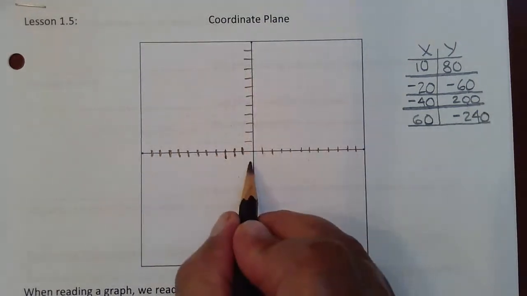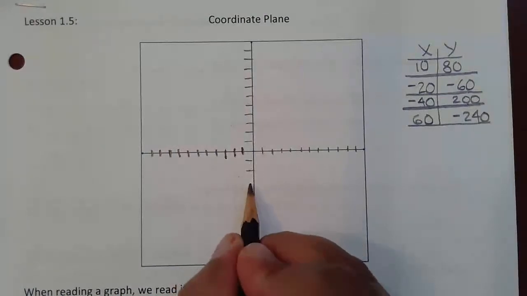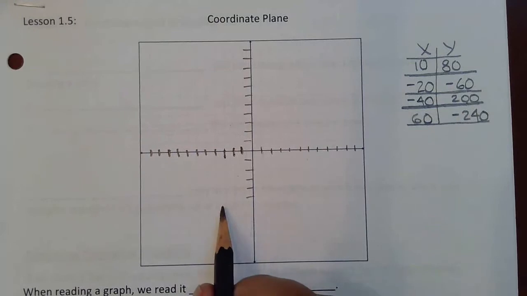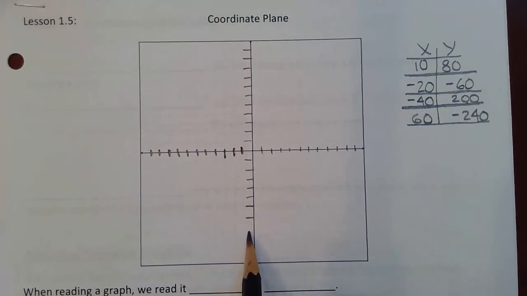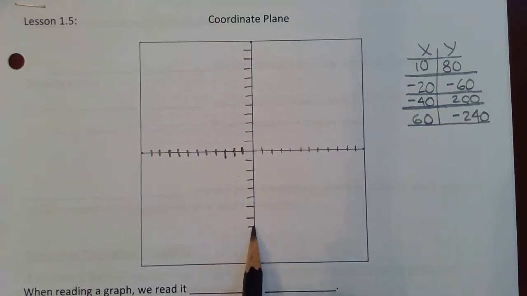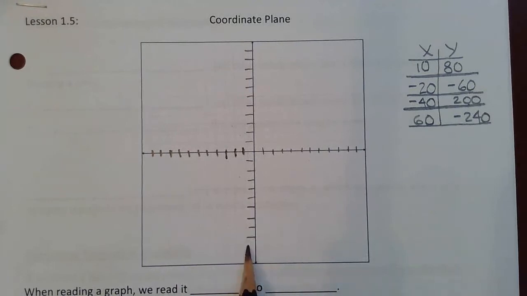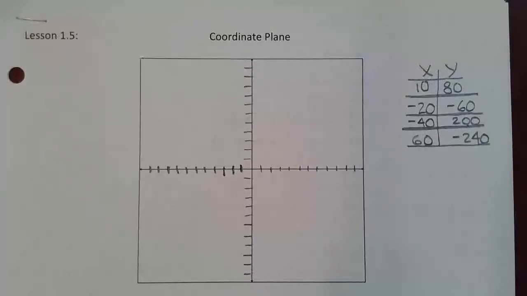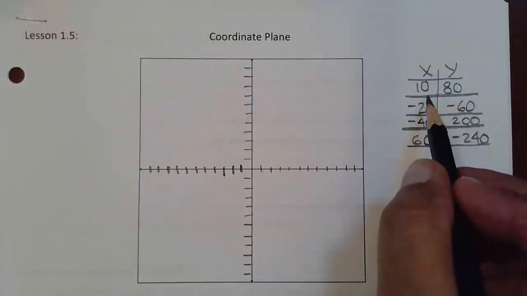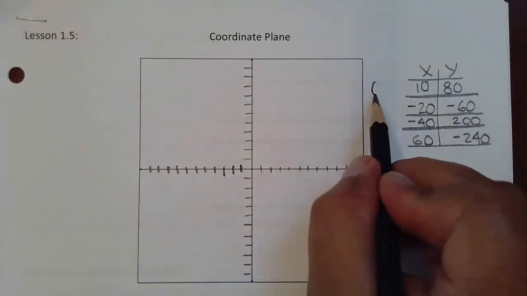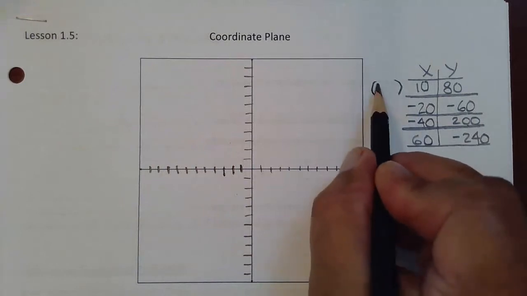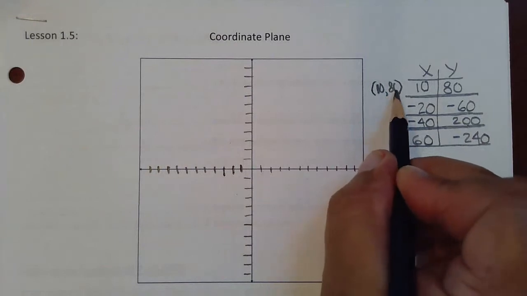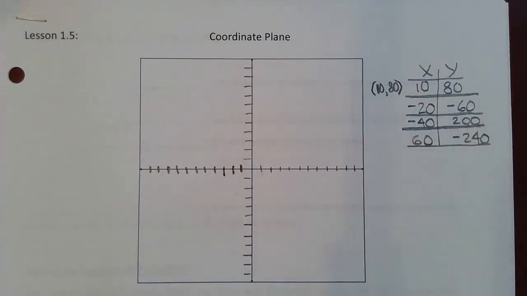Okay, and then I'm going to darken these in just so I can plot some points for you. Just wanted to remind you of how to plot points, the names of the quadrants, that sort of stuff. Okay, so right over here is what you call a pair of coordinates. Every pair of coordinates represents a point. If you wanted to write this in point form, it would be 10, comma, 80, and so forth. You can write any of the points like that.